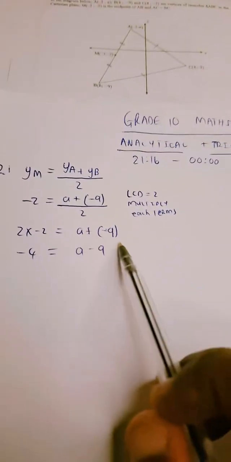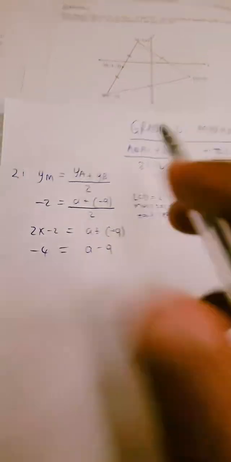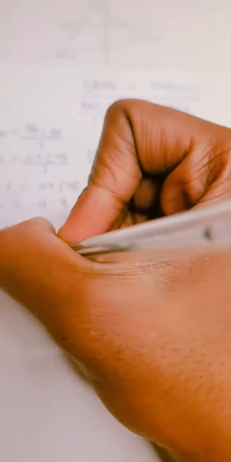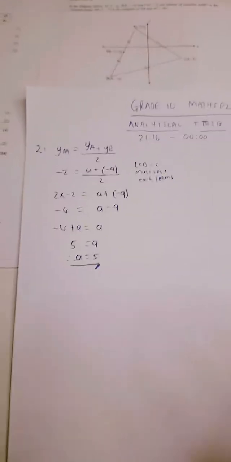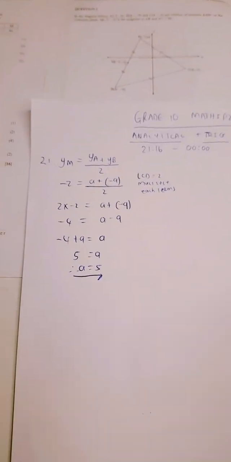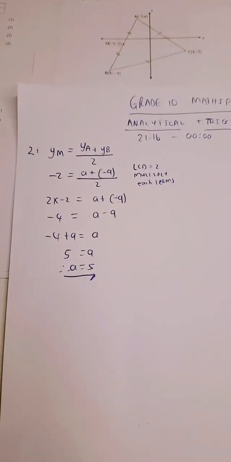Okay, a plus negative 9. Positive times the negative, so that's negative 4 is equal to a minus 9, because the positive times the negative is negative. Take the negative 9 over: negative 4 plus 9 is equal to a. Negative 4 plus 9 gives me 5. Therefore, a is equal to 5. So I think I've just shown the very first of my problems, that a, small letter a, is actually equal to 5.